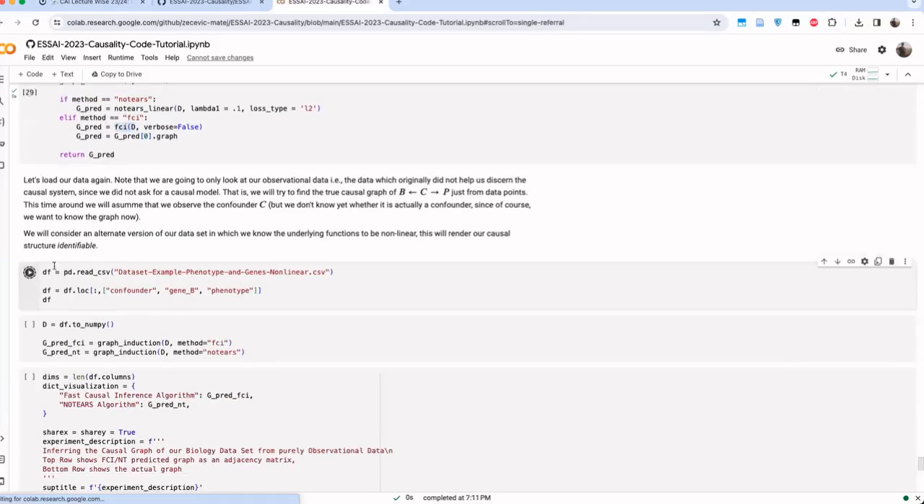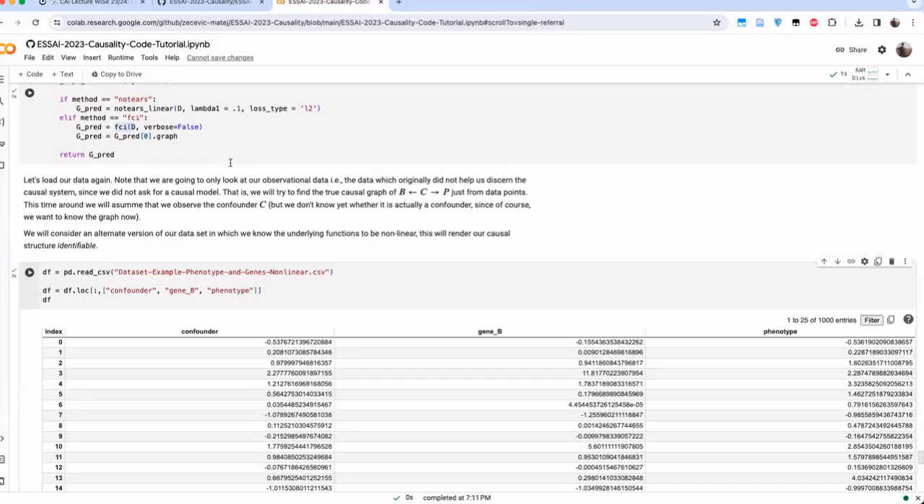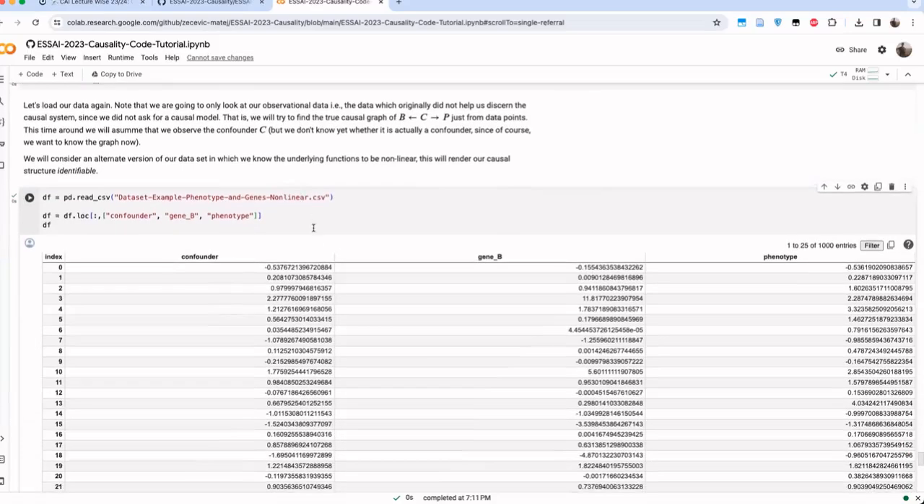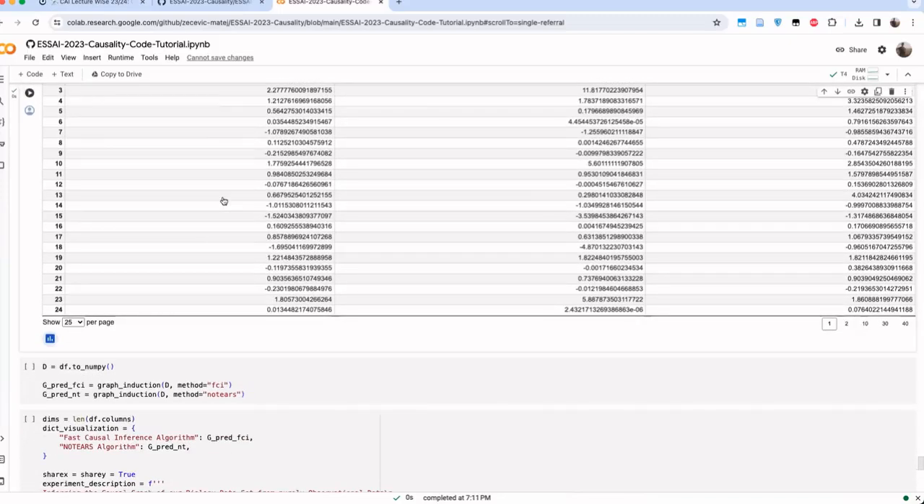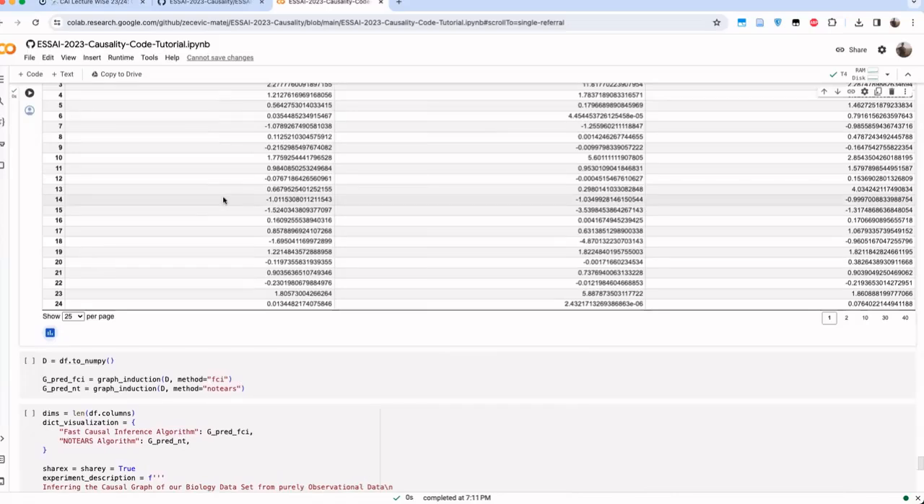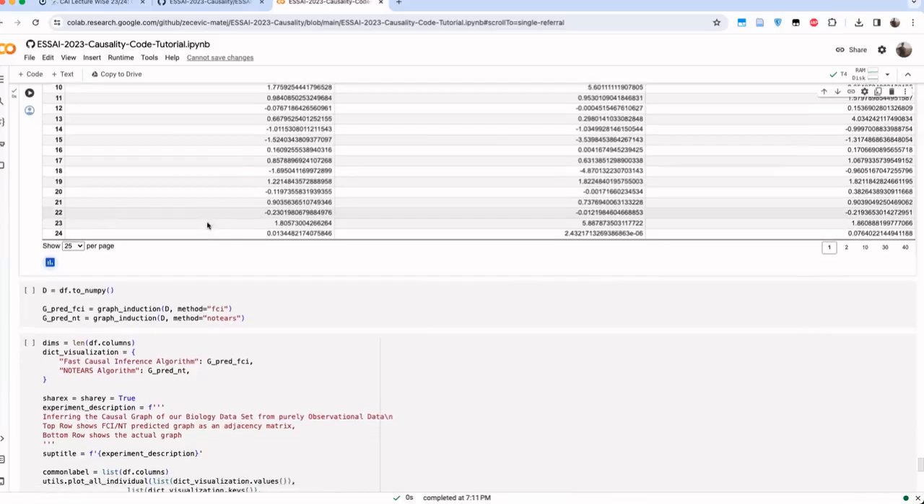Now we're going to load this data set from the CSV file that we uploaded separately. Here you can see it's continuous data, both positive and negative values. So we have the confounder, the gene B, and the phenotype. Here they're just marked because we know this is the ground truth structure. So we have a gene and we have a phenotype, and they don't causally influence each other. They are both being caused by this common cause, this confounder, right? So it's a triangle structure, but without a complete triangle. It's just a fork from the confounder to the gene and the phenotype.